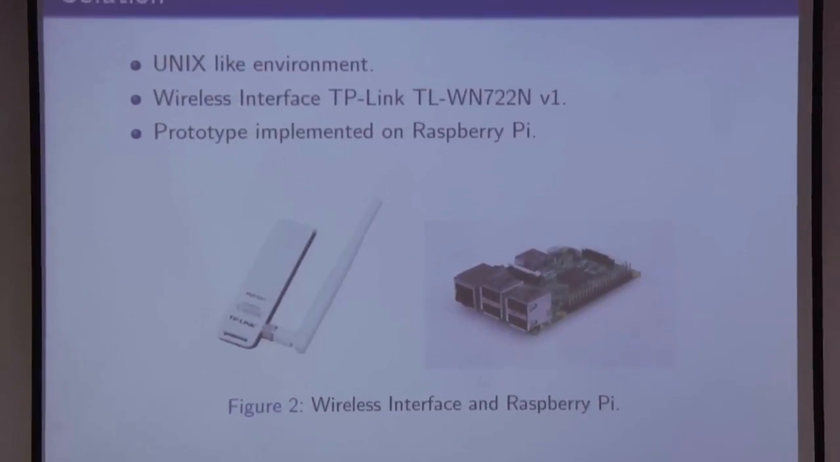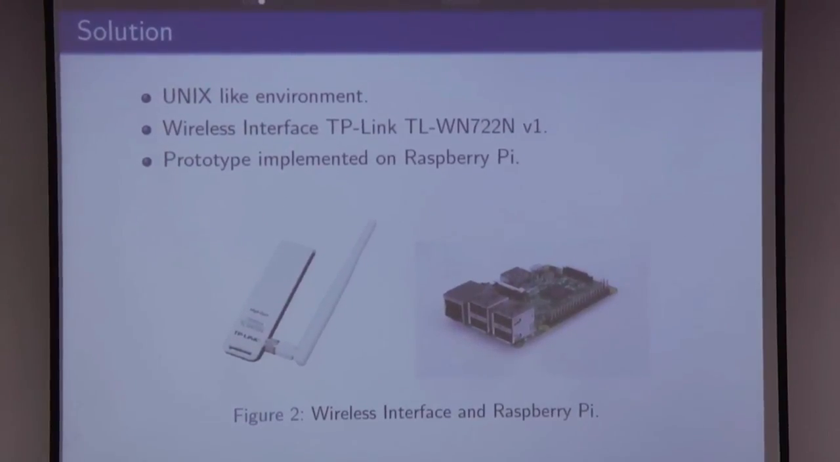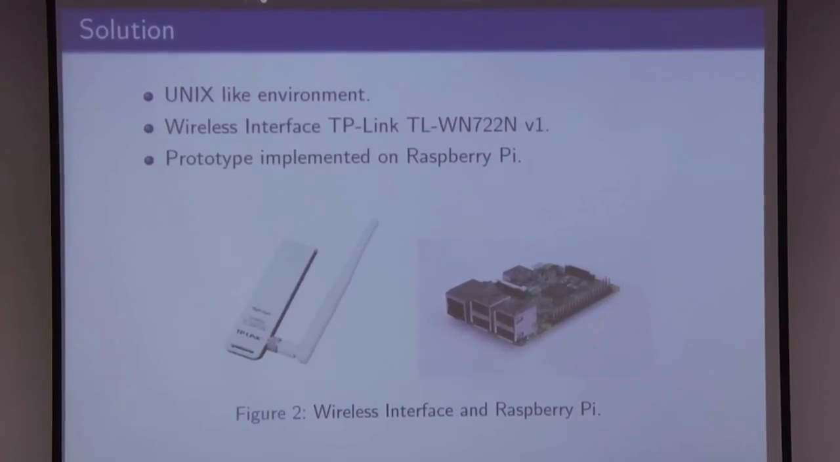Just to talk more about our first prototype, we built this in a Unix-like environment. We tested in many different operating systems. And it's important to mention the wireless interface that we're using, because this particular device can operate Wi-Fi in many different modes. You can use managed mode, access point mode, and monitor mode, which is the mode we use to capture the data between the workstations and the access point. Our first prototype was implemented on a Raspberry Pi.